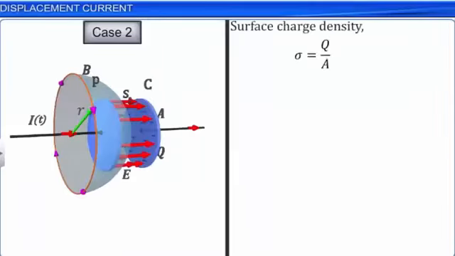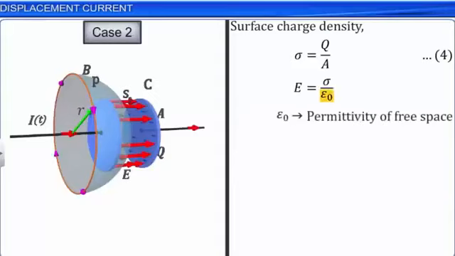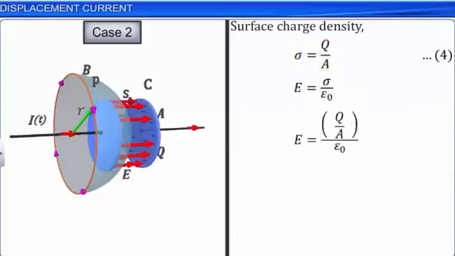Then, sigma is equal to Q by A. Let this be equation 4. We know that the electric field between the plates of the capacitor, E, is equal to sigma by epsilon naught, where epsilon naught is the permittivity of free space. On substituting equation 4, we get E is equal to Q by A by epsilon naught, which is equal to Q by A epsilon naught. Let this be equation 5.